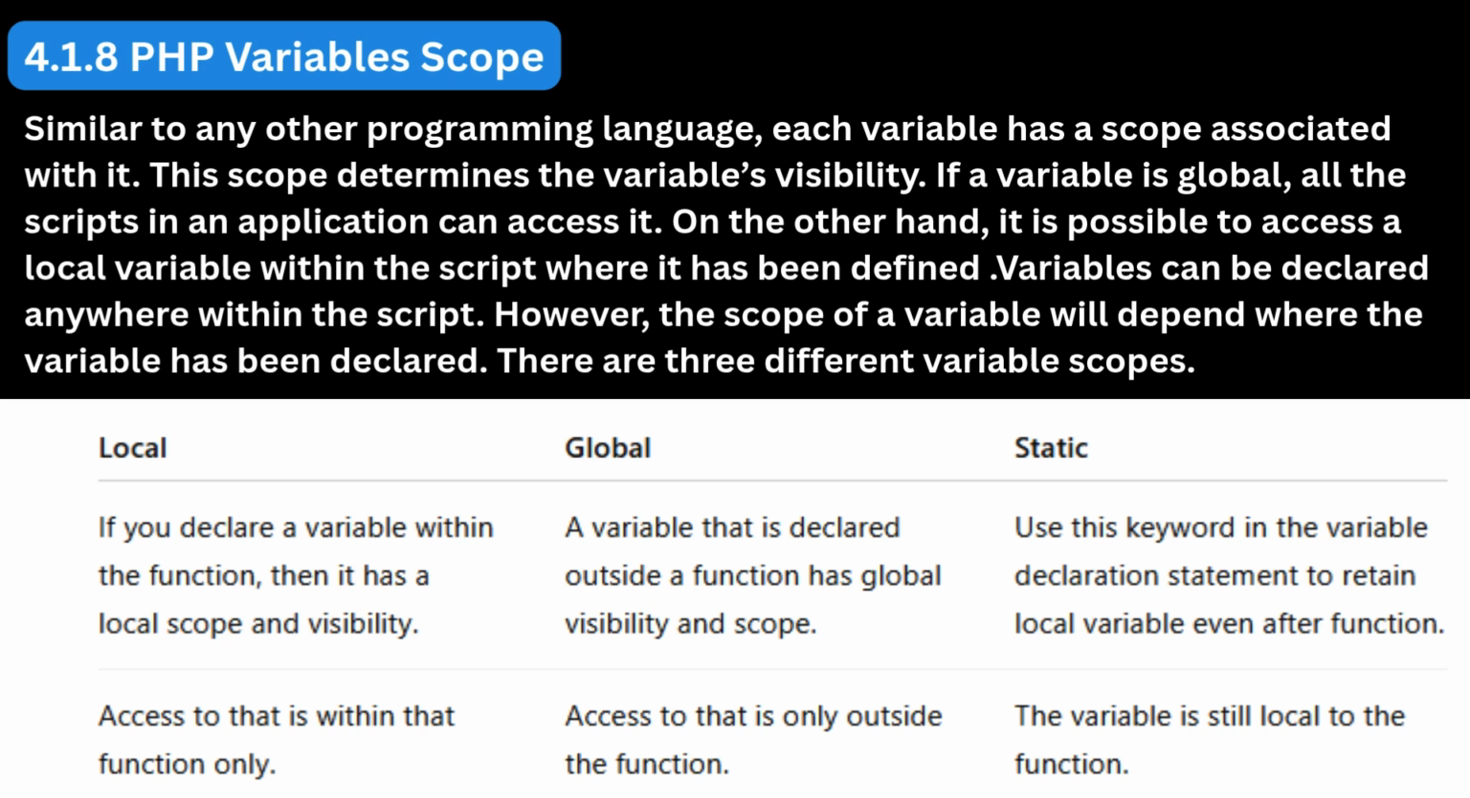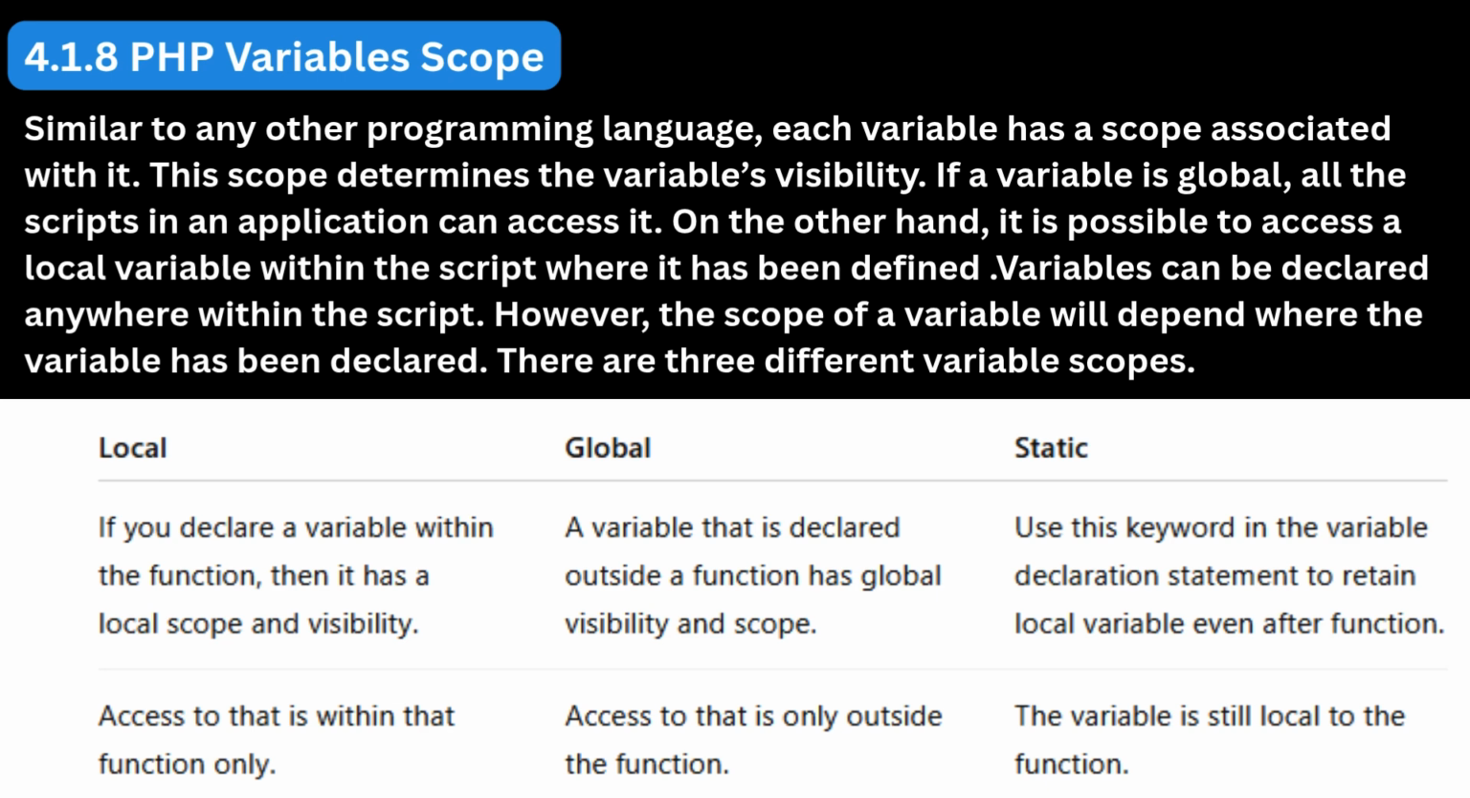In PHP, every variable that you create has something called a scope, which determines where that variable can be accessed in your program. In simple terms, scope defines the visibility and lifetime of a variable, or, in other words, where your variable exists and where it can be used. Just like in most programming languages, PHP organizes variable visibility into 3 main types of scope: local, global, and static. Let's look at each one carefully.